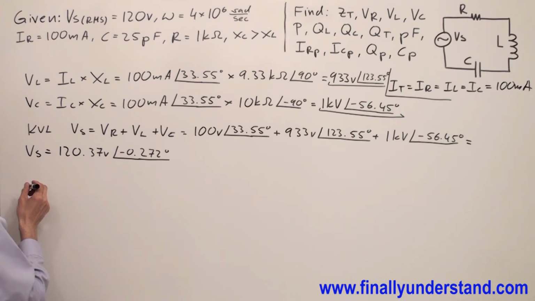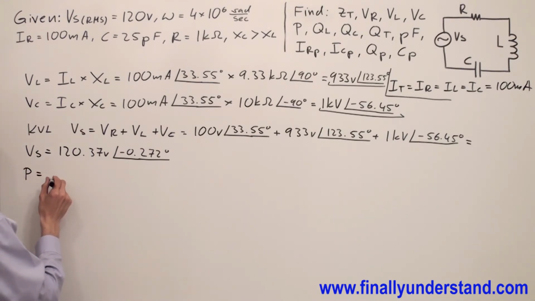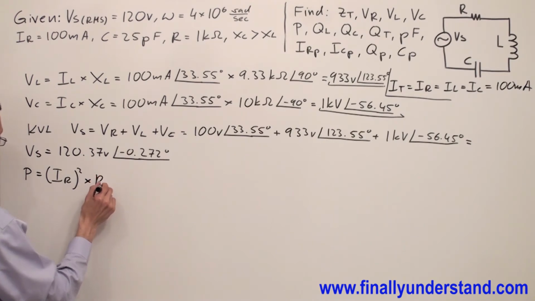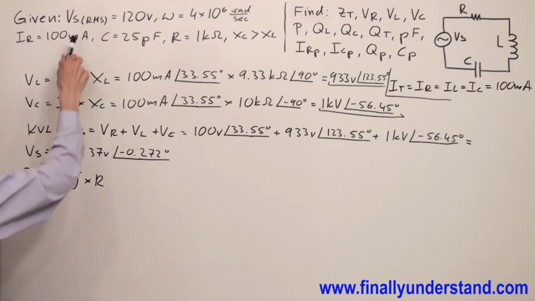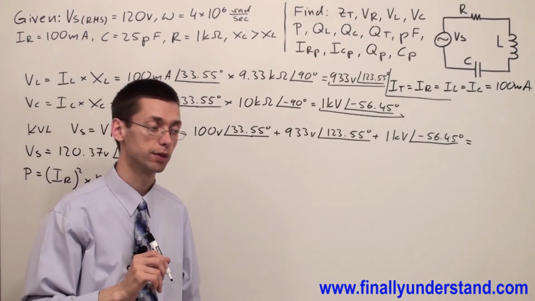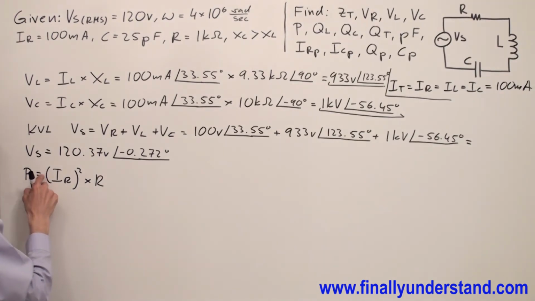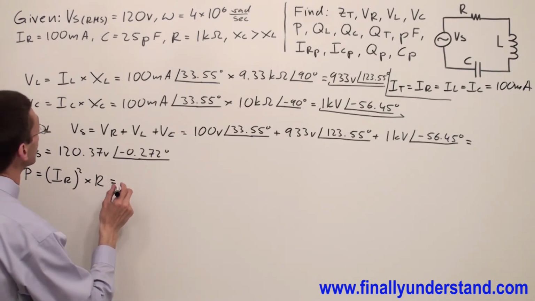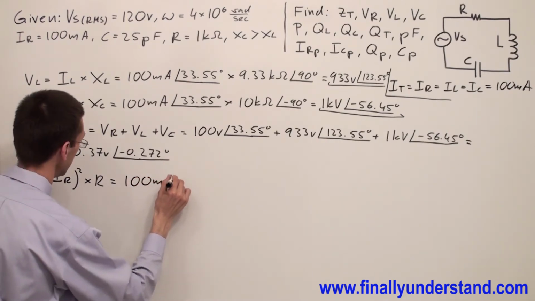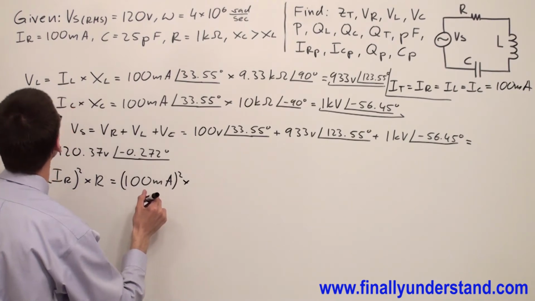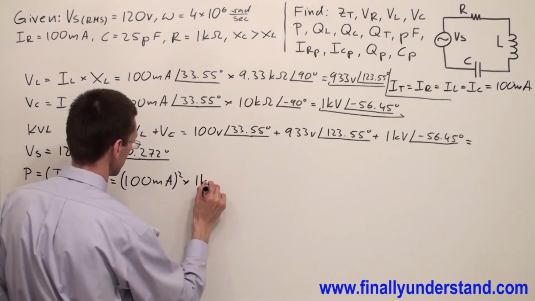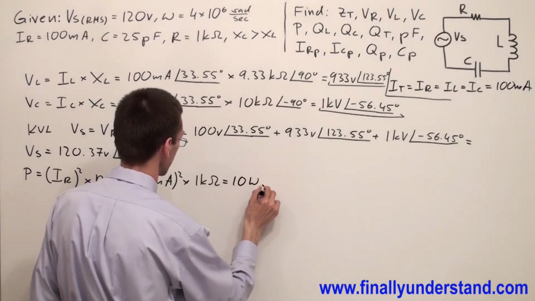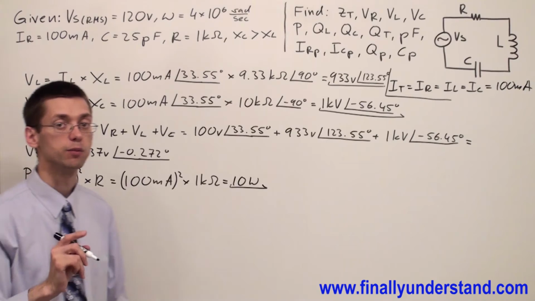So true power is equal to IR raised to the second power times the resistance. Why am I not using 1/2? Because this time I'm dealing with the RMS values. If you're dealing with RMS values, you're not supposed to use the power formula with 1/2 at the front. So I have IR, which equals 100 milliamps raised to the second power times the resistance, which is equal to 1 kilo ohm. This is equal to 10 watts. Okay, so this is the true power in my series circuit.